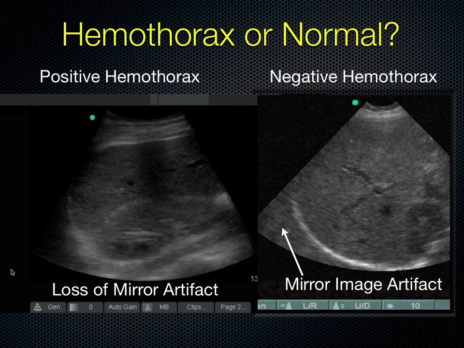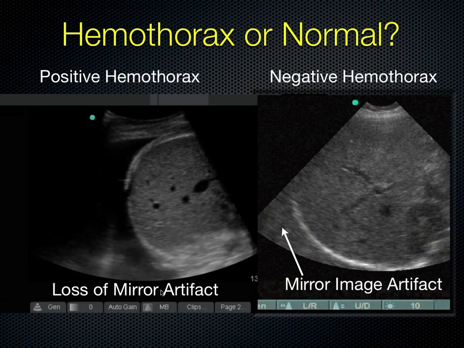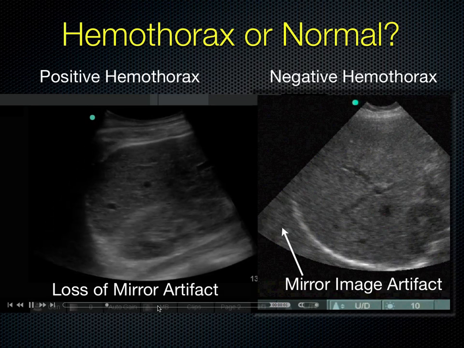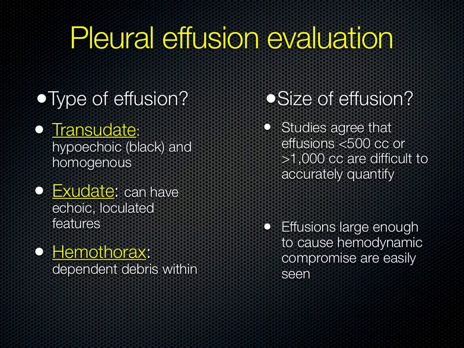And if you're a trauma population, then you would say hemothorax, but in our medical population, oftentimes this is just an effusion, a transudative or exudative. So how do we know what type of effusion it is? Is it transudative, exudative, blood? Some of it depends on the clinical scenario. The size doesn't really tell you.